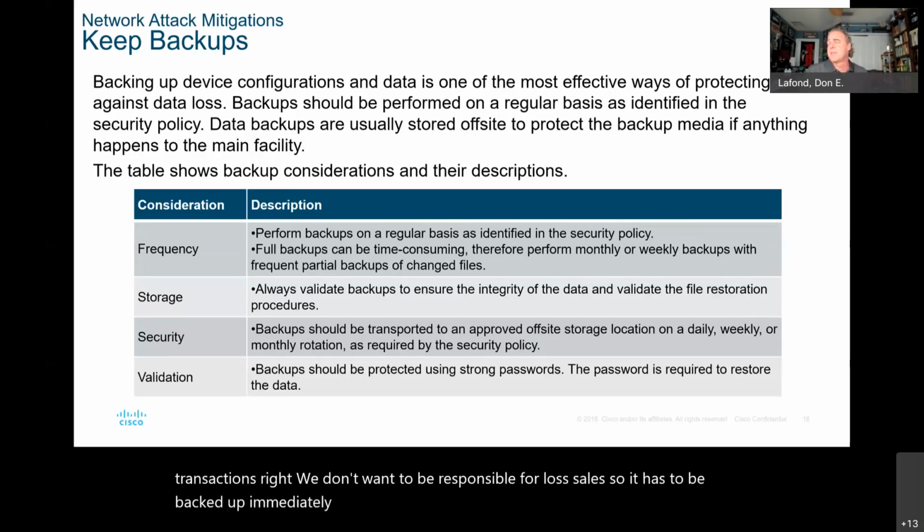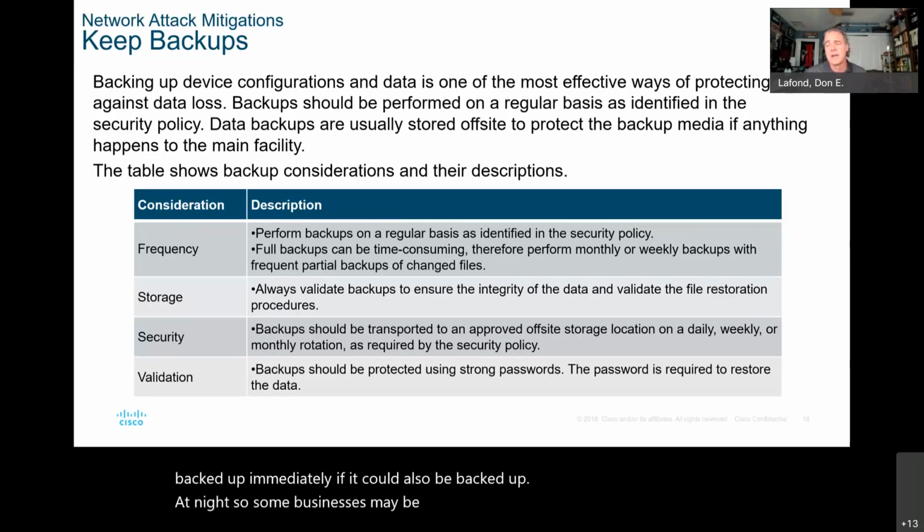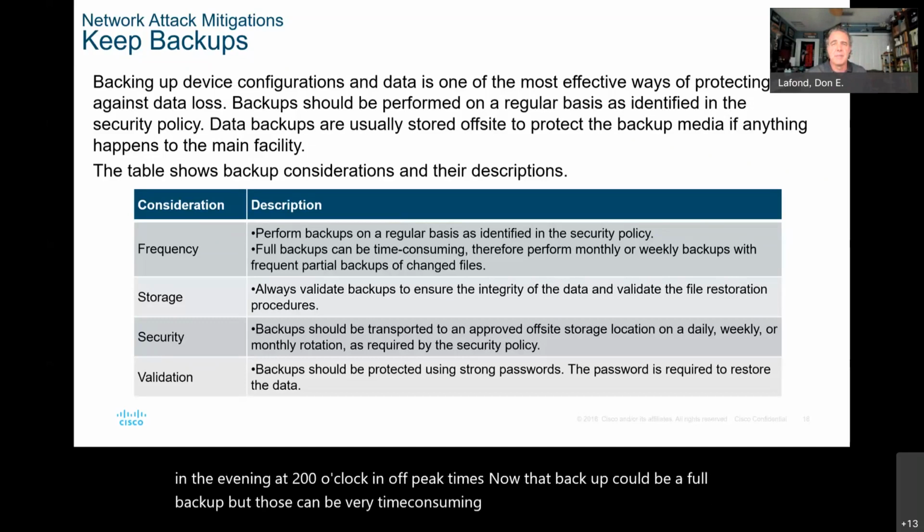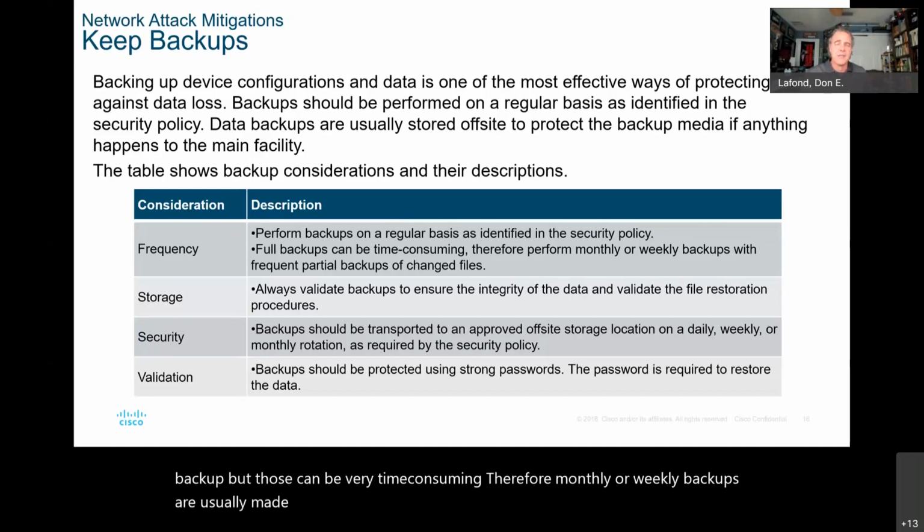It could also be backed up at night. So some businesses, maybe a school, for example, could do their backups in the evening at 2 o'clock in off-peak times. Now that backup could be a full backup, but those can be very time consuming. Therefore, monthly or weekly backups are usually made with partial backups more frequent, like every night, and maybe once a week on Saturday night or Sunday night, you do the full backup.